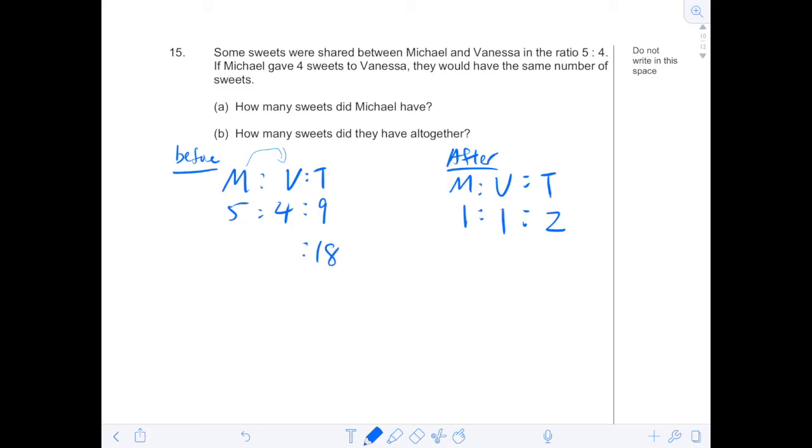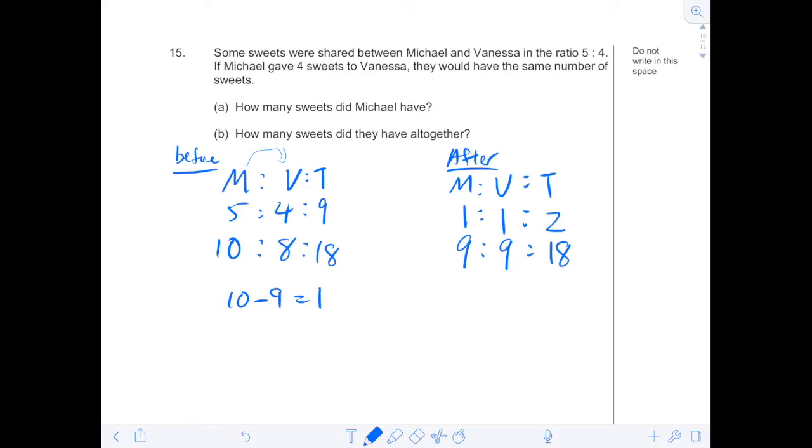Okay, so for this one, from 9 to 18, what we did, we multiplied it by 2. So from 4, we multiply by 2, we get 8, and then 5, we multiply by 2, we get 10. On the right side, after one, you notice to make it into 18, both of these will become 9 and 9. So what we need to do now is to find out how much did Michael give. We notice that it's actually 10 units minus 9 units, you get 1 unit.